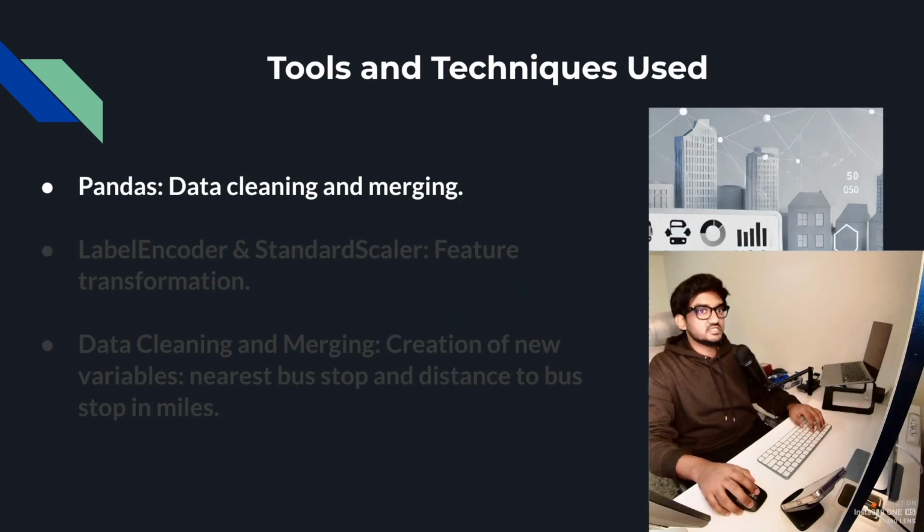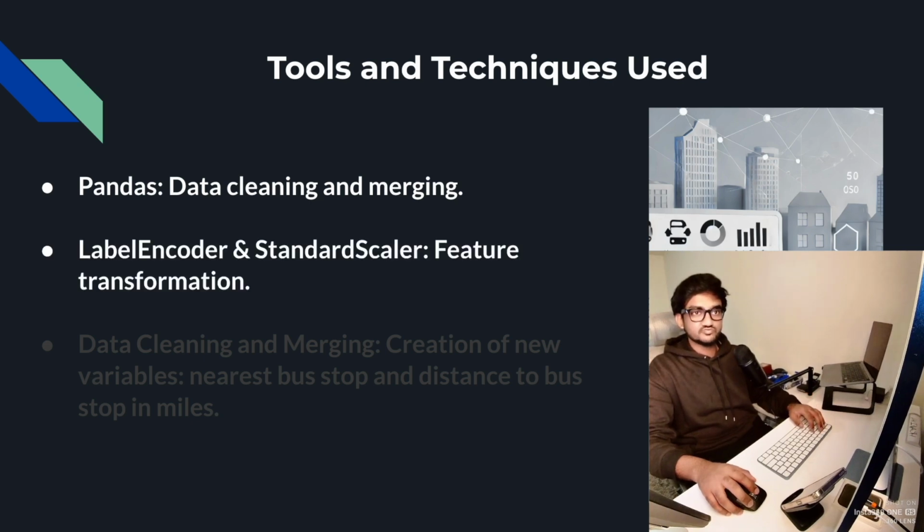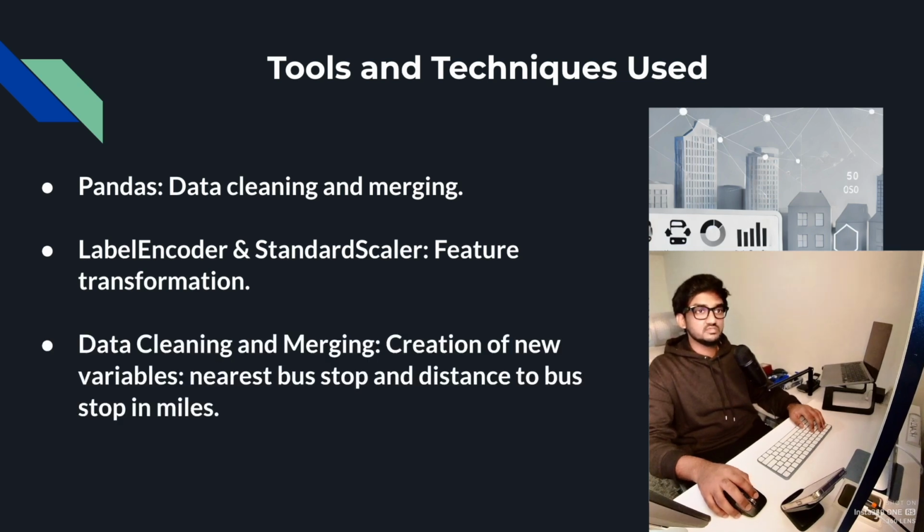To process this data, I used several Python libraries. I used pandas for data cleaning and merging, label encoder to transform categorical features, and standard scaler for feature scaling. The cleaning and merging steps were critical to prepare the data for analysis, and as part of that, I created two new variables, nearest bus stop and distance to bus stop in miles, to enrich the dataset for clustering.